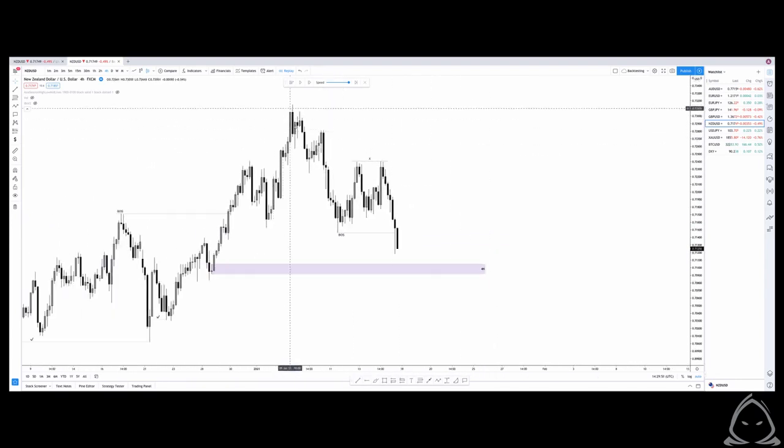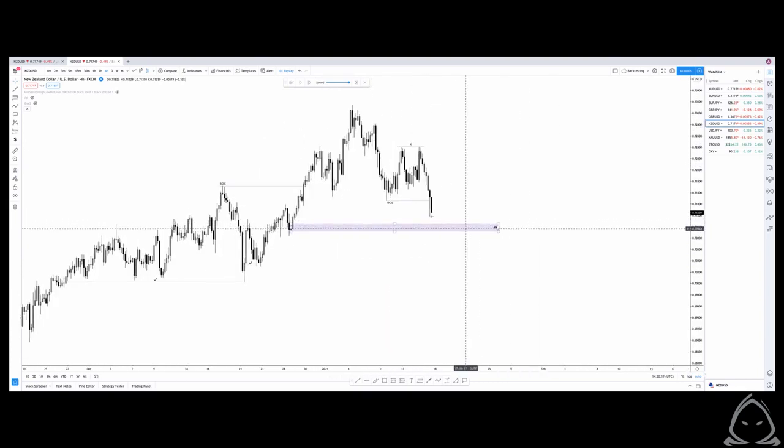And then if you look at the top here, we had this break here, which was a substructure break with a wick. We came back, we mitigated this area here. There's no real imbalance. Then we pushed down, again, wick break, pulled back, mitigated some imbalance, and then we've dropped off. But it's left areas for us to potentially target.